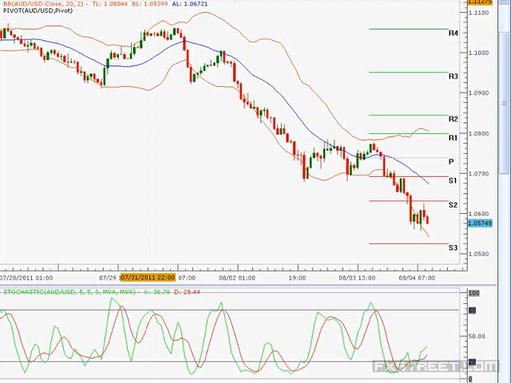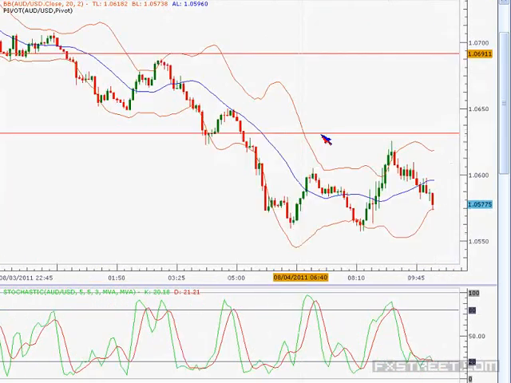So I would prefer to see a pullback maybe up here to the S2 to maybe get into a short, or possibly even the middle band or the S1. These are the daily pivots there. These are the S1 and the S2 lines right there. And then if we scrolled it down, you can see where the S3 is.